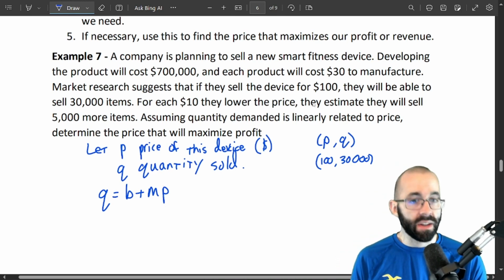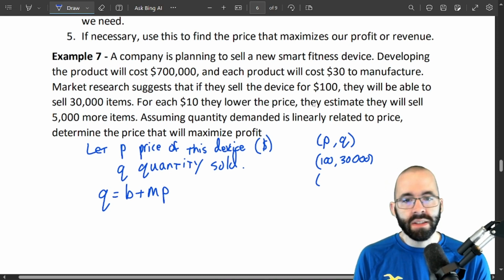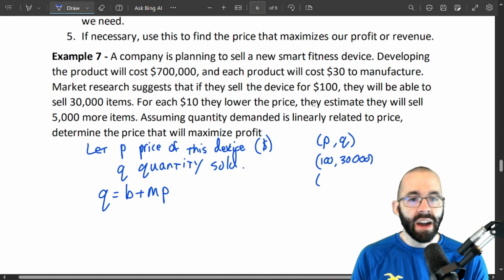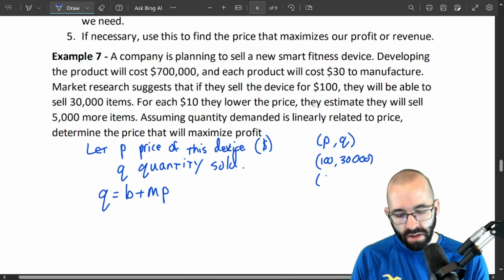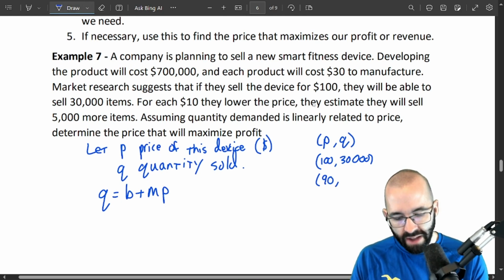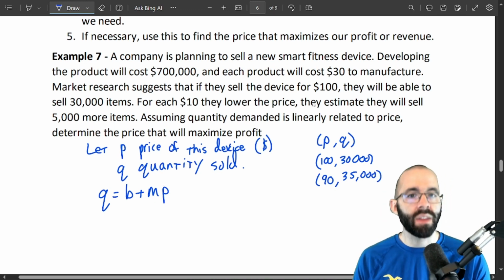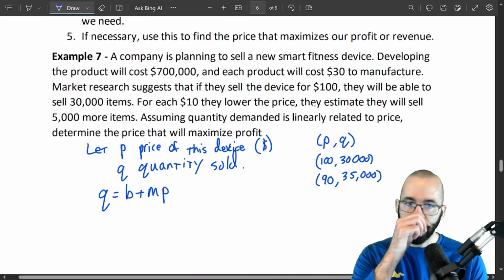We need another point to find the slope. If they lower the price by $10, they're going to sell 5,000 more. If they lower the price by $10 down to $90, they'll sell 5,000 more. And again, $80 would be 40,000, etc. We could use any of those points.